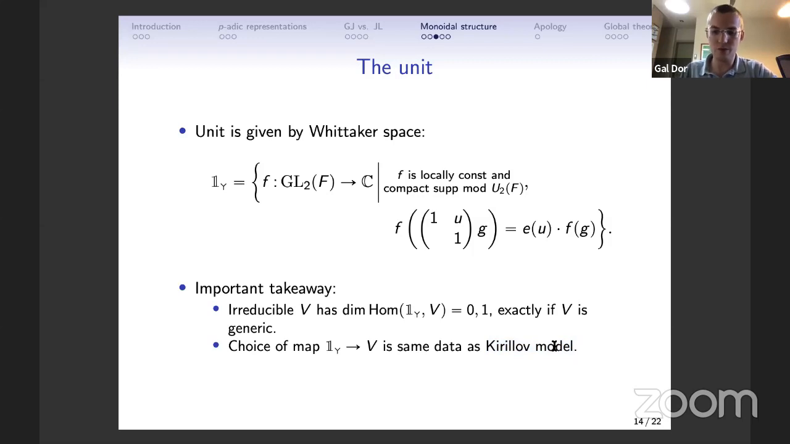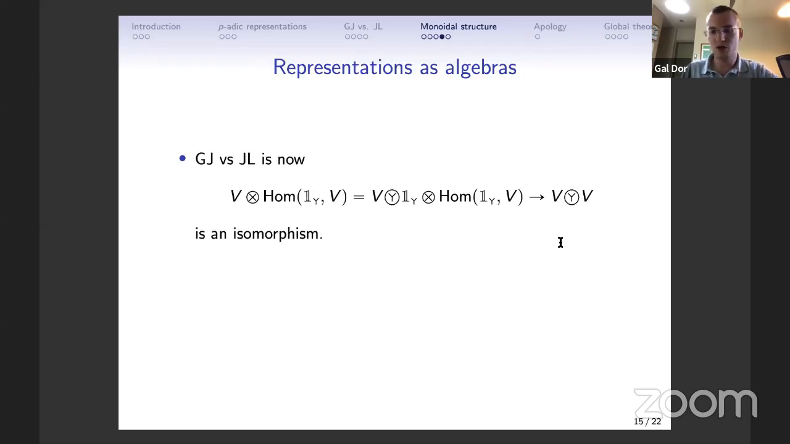And now I can reformulate the earlier statement. So what was the earlier statement? The comparison of the two kinds of zeta integrals. Well, on one side, I had essentially V times V with this bifunctor. And on the other side, I had V, but up to a choice of Kirillov model. So I can tensor it with the one-dimensional space Hom between 1 and V. So if V is an irreducible generic representation, then Hom between 1 and V is one-dimensional. I can consider V times Hom between 1 and V.